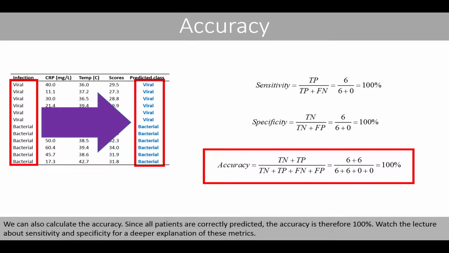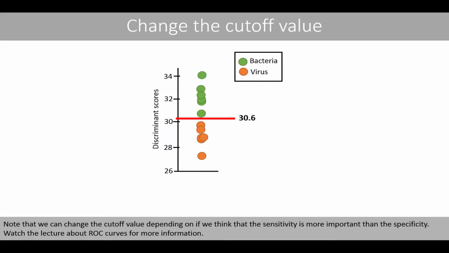We can also calculate the accuracy. Since all patients are correctly predicted, the accuracy is therefore 100%. Watch the lecture about sensitivity and specificity for a deeper explanation of these metrics. Note that we can change the cutoff value depending on if we think that the sensitivity is more important than the specificity. Watch the lecture about ROC curves for more information.